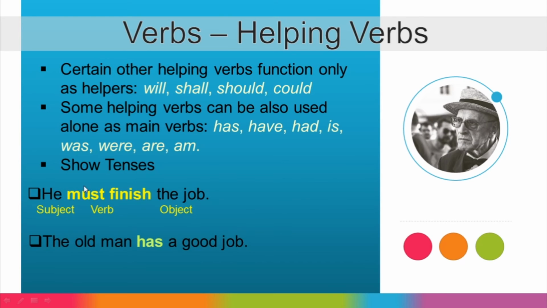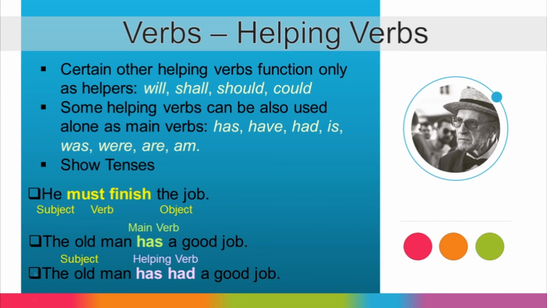The second example, the old man has a good job. In this case, has is alone. The old man is the subject, this is the main verb, and a good job is the object. Has here is the main verb, and it is not called a helping verb. However, in this other example, the old man has had a good job, has here in the second example has become a helping verb because this is part of a tense.